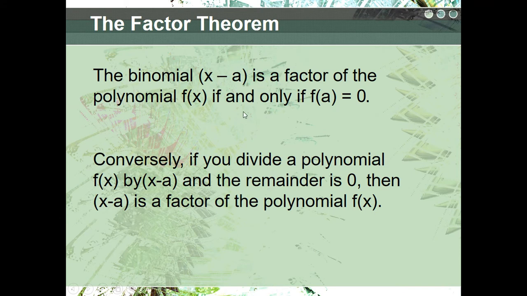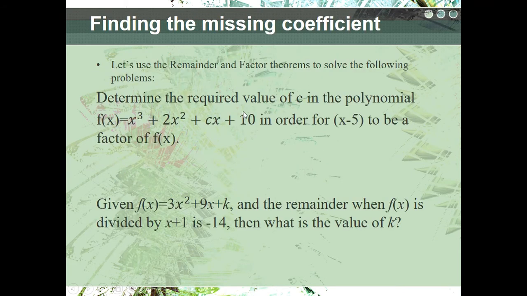And now we're going to learn how to solve a new type of problem. Determine the required value of c in the polynomial x cubed plus 2x squared plus cx plus 10. So what value should we put here in order for x minus 5 to be a factor of f of x?